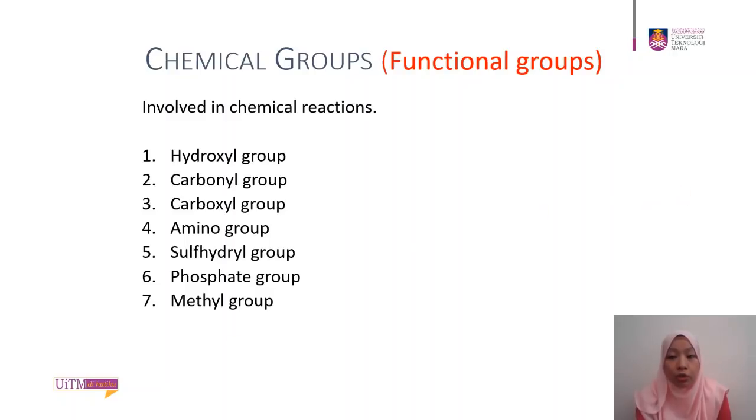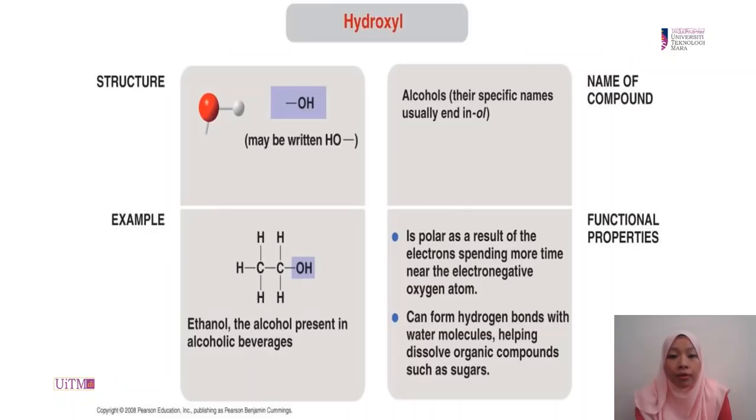These are the characteristics of the hydroxyl group. You can see how OH is present in the structure of this one. An example is ethanol, which has the functional group OH. Normally the example is alcohol. And then for the functional properties, you can look at them on your own.